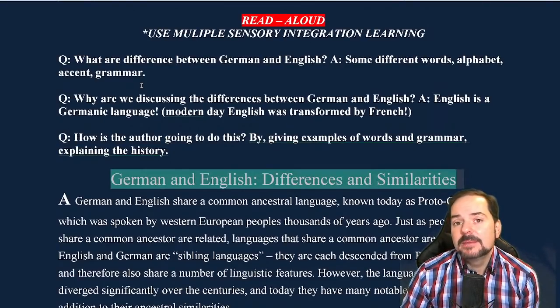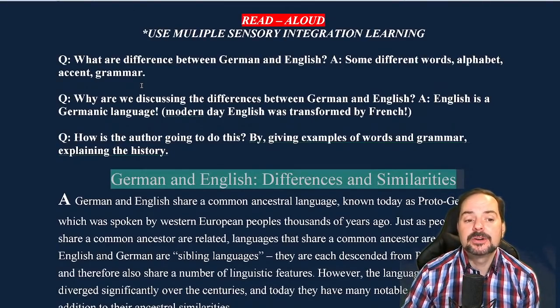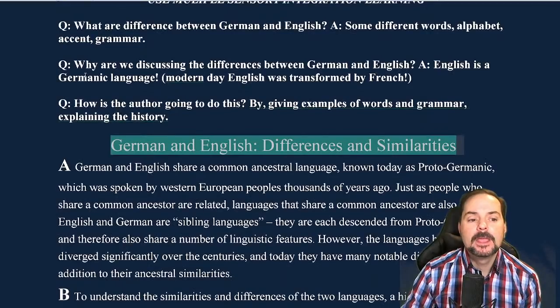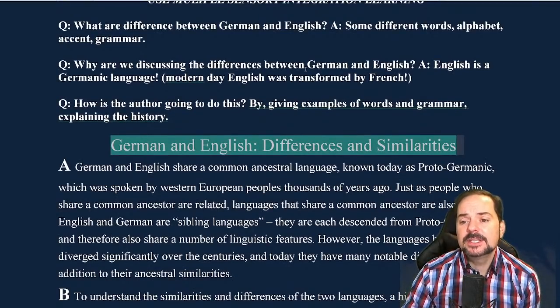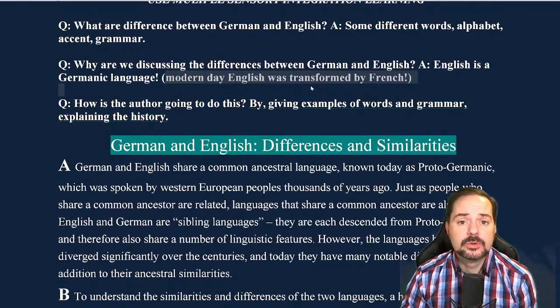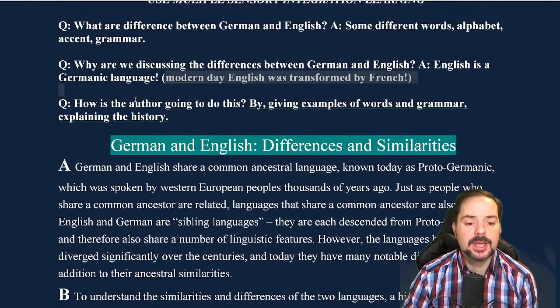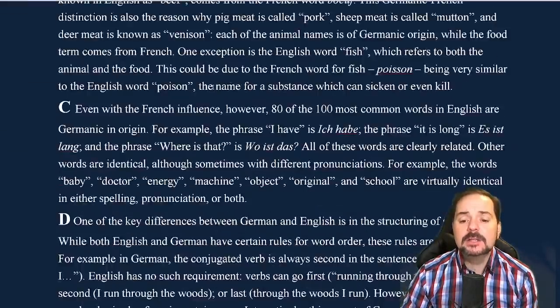Similarities, probably the same. Similar words, some similar letters, grammar, expressions. Why are we discussing this? Well, English is a Germanic language, and modern day English was also greatly influenced by French. Okay. All right. Let's take a look at the question.